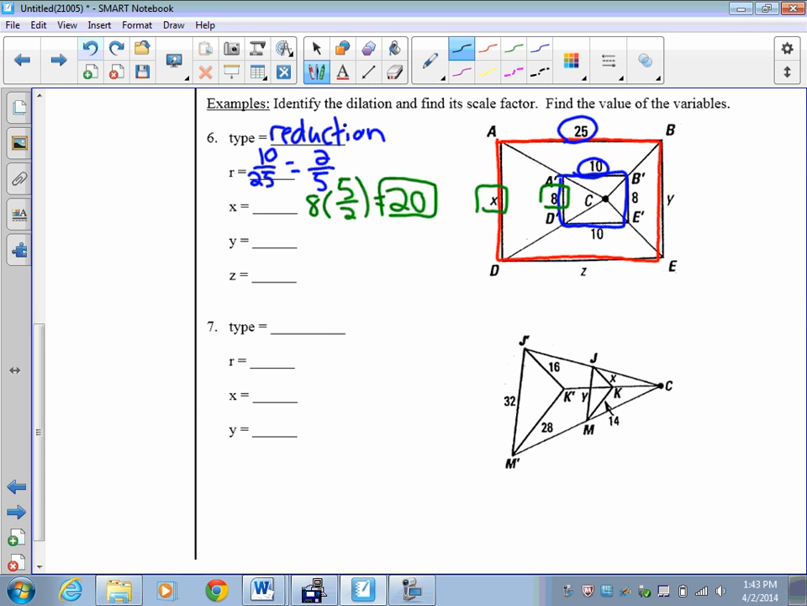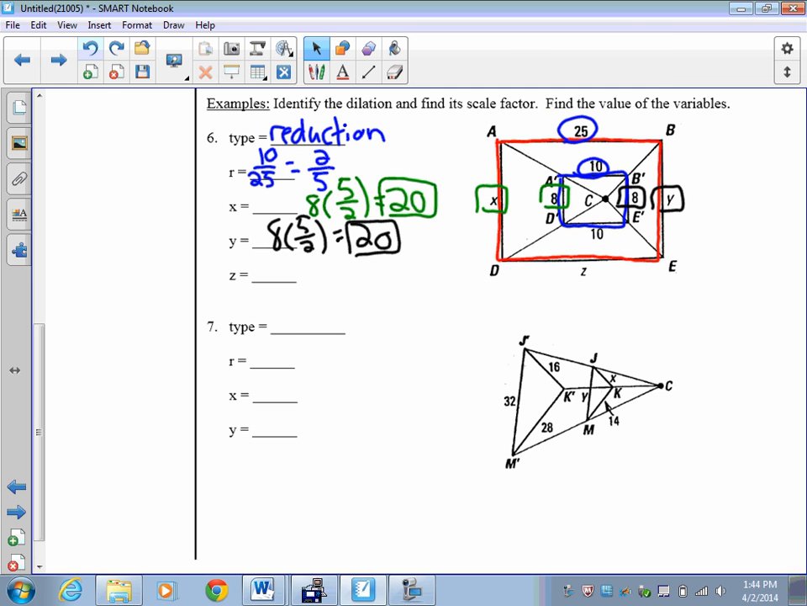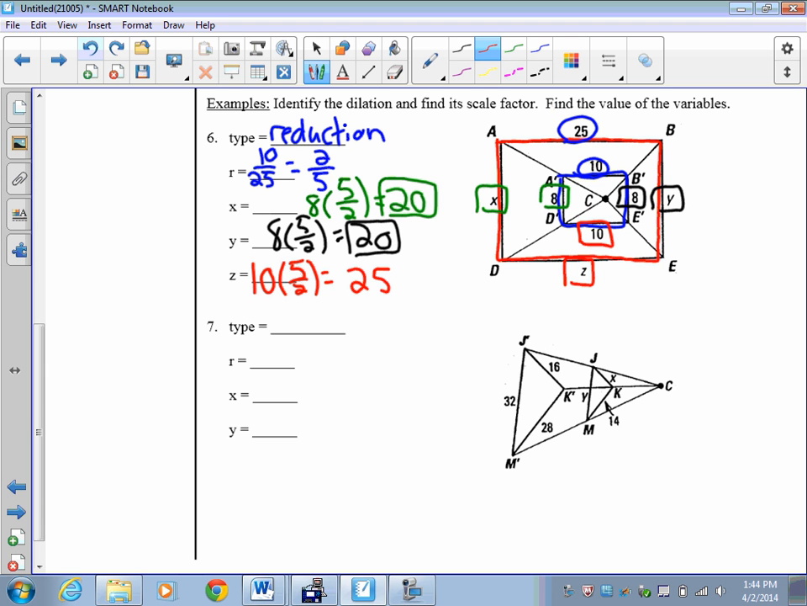For the next one, y, I'm going to take 8 and y. Again, I'm going from the image to the pre-image, so I have to use the reciprocal. And I get 20 again. And lastly, to find z, I have 10 and z. I'm going from the image to the pre-image, so it's going to be 10 times 5/2, which is 25.